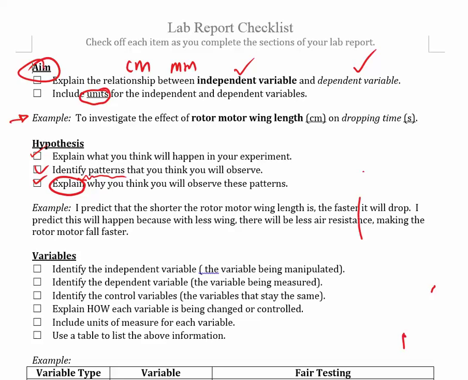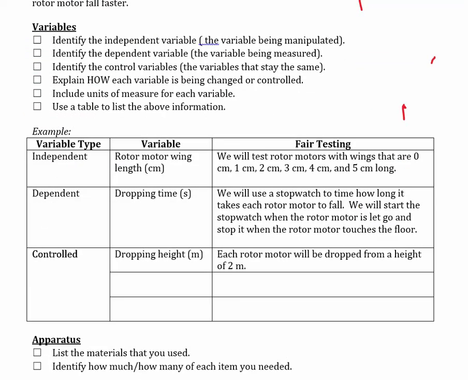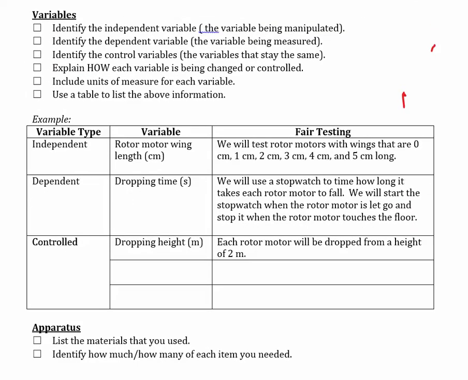The variables are very, very important. So when you're working with the variables, it's good to set it up using a table, just like we saw in the template. So you list one independent variable and one dependent variable. And with fair testing, you explain basically what you exactly are going to change. So what does this mean? And then give some explanation there. Same thing with the dependent.